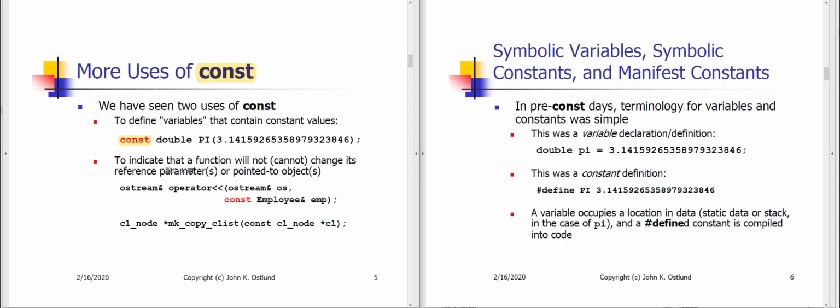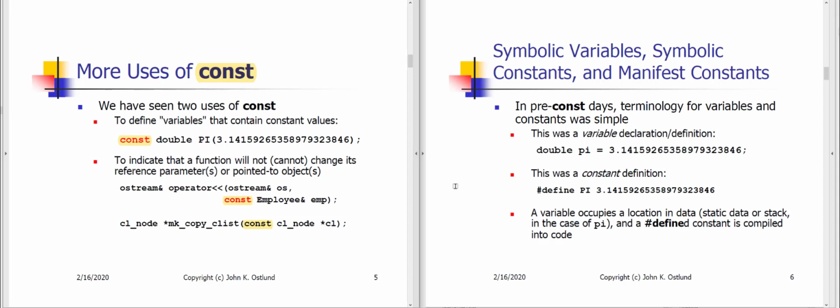The second use of const is when we want to call a function, and for efficiency, we want to pass a reference to an object, const, indicating that the function will not change the referred to object, or similarly indicating that the function will not change a pointed to object.